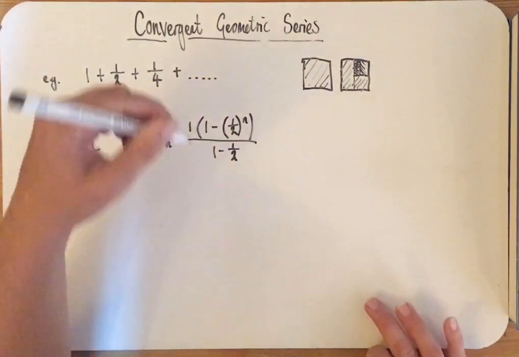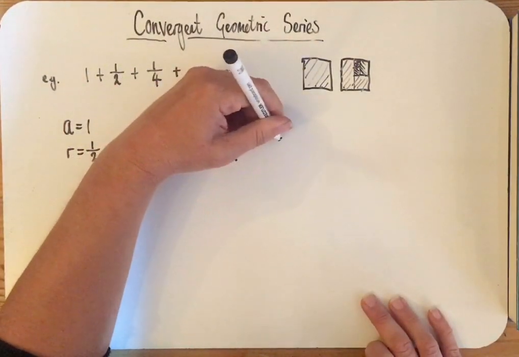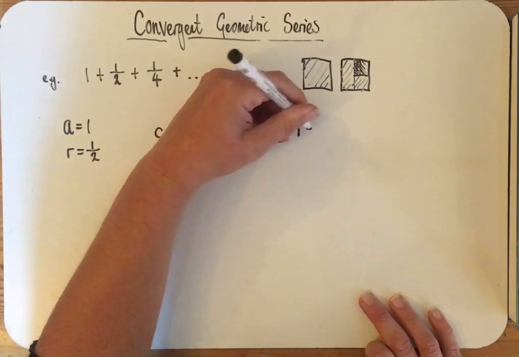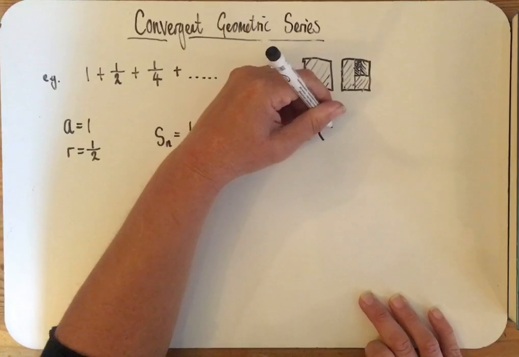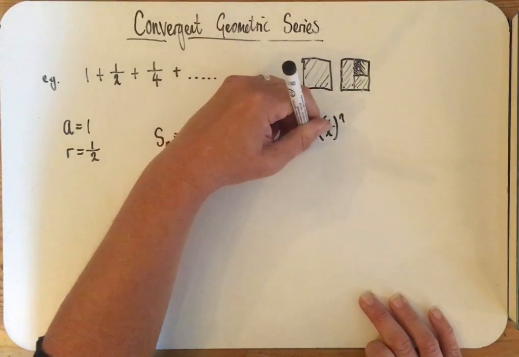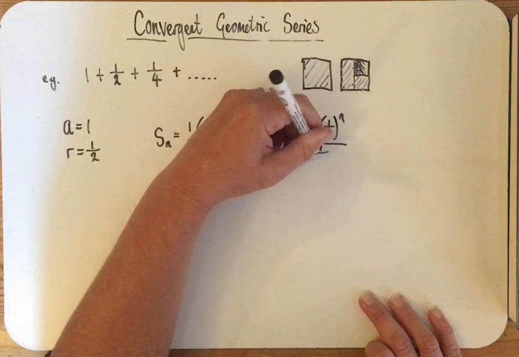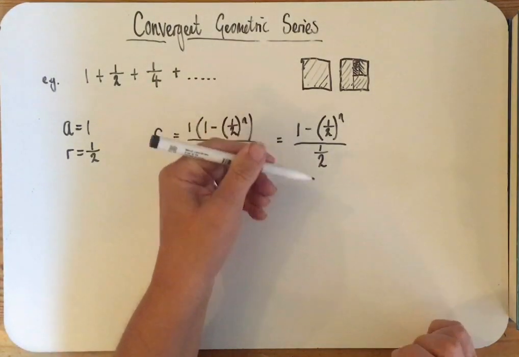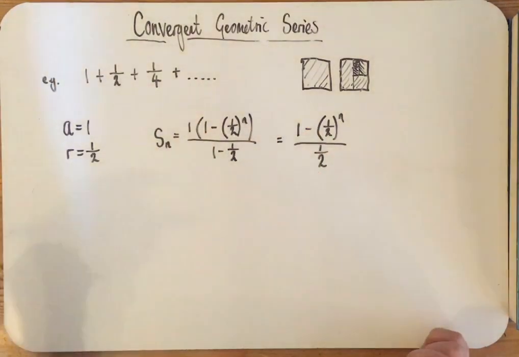So tidying that up a little bit, obviously that 1 isn't doing anything. So I end up with 1 minus a half to the power of n over a half. I could times the top and bottom of that by 2 and tidy it up. I'm going to leave it like that.